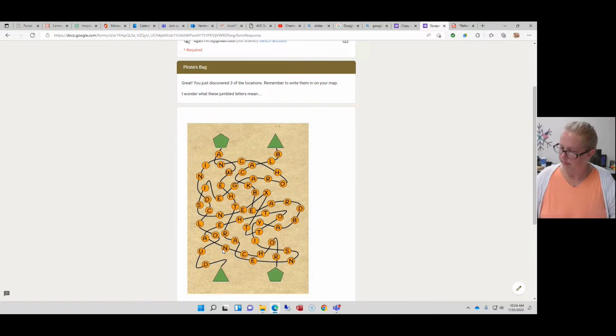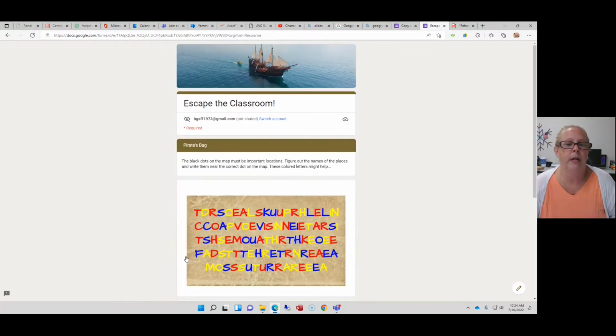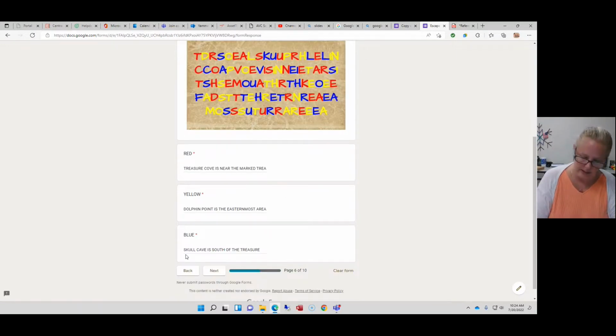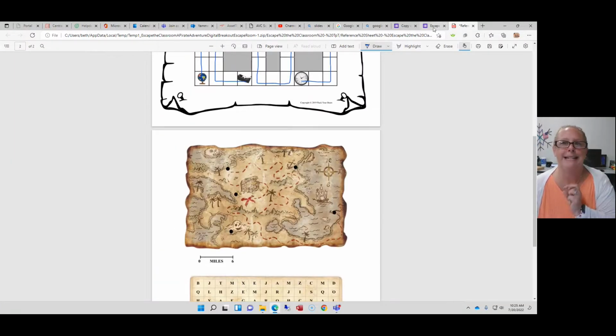Where my map is. Oh, here's my map. So what did it say? There we go. Treasure Cove. So we need to write this down. Treasure Cove is near the marked treasure. Dolphin Point is the easternmost area. And Skull Cave is south of the treasure. So I'm just writing this down on my map sheet. So when you pull up your reference, this is your map, and I'm just kind of writing it down.